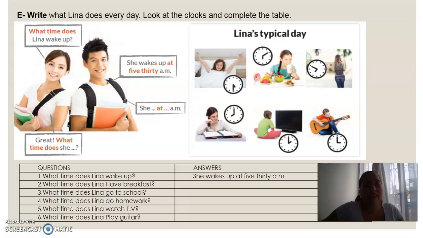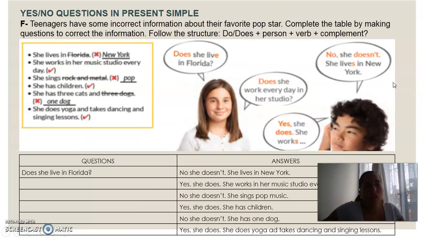Write what Lina does every day. Look at the clocks and complete the table. Lina's typical day. So you have to look at these clocks and complete the table. It's very easy, this activity. Yes or no questions in present simple. The idea is that you have to read this information and identify the incorrect information about your favorite star, and you have to complete this table.